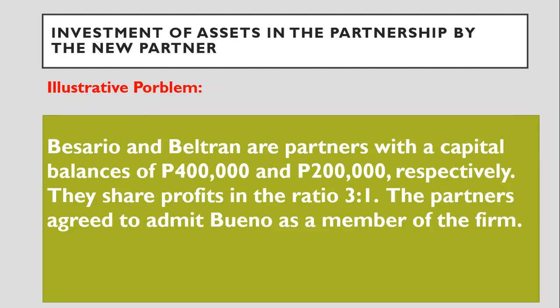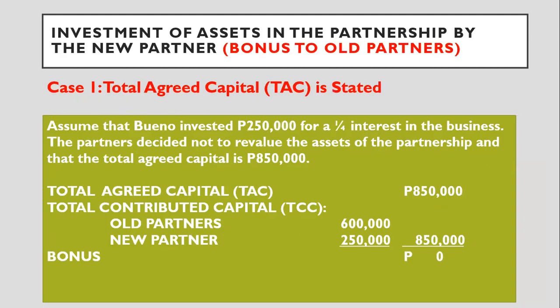Bisario and Beltran are partners with capital balances of 400,000 and 200,000 respectively. They share profits in the ratio of 3:1. The partners agreed to admit Bueno as a member of the firm. So this one is investment of assets in the partnership by the new partner, bonus to old partners. Case number 1, total agreed capital or TAC is stated. So the total agreed capital is stated in the problem.